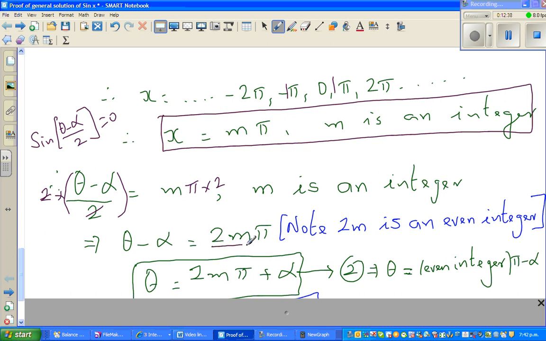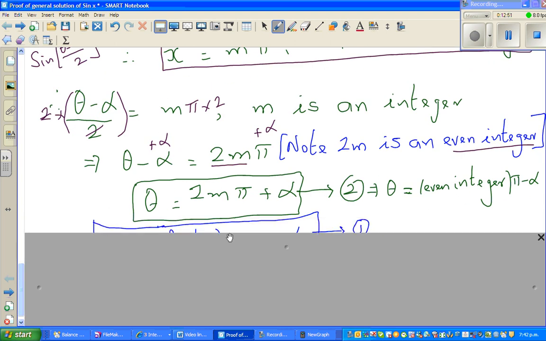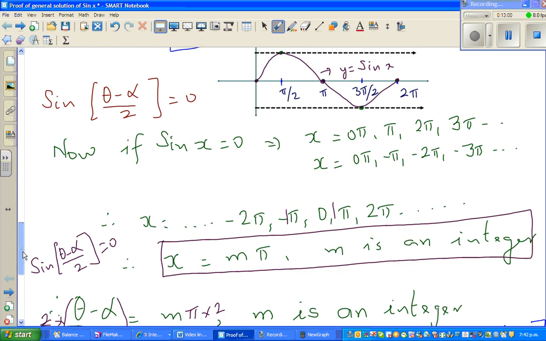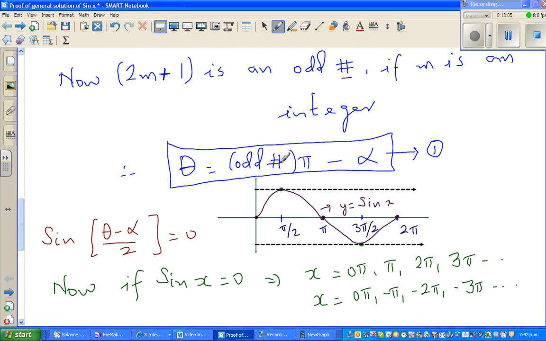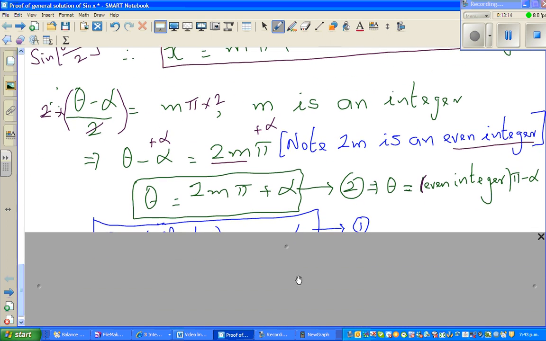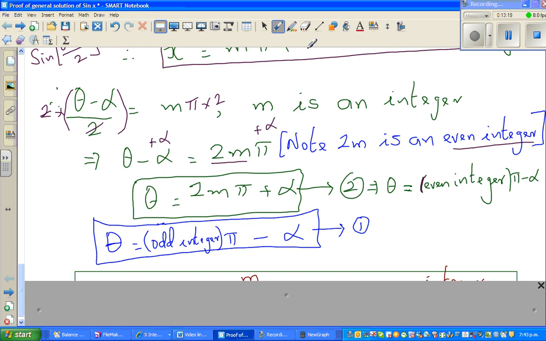And note that 2m is an even integer. So generalizing, if you add alpha to this side, you add alpha to the other side. So the final result is theta is 2 m pi plus alpha, where 2m is an even integer. For cos, you had an odd integer times pi minus alpha, but for this part, this has to be an even number, because when you multiply any integer with 2, that becomes an even integer. So generally it is an even integer times pi plus alpha.